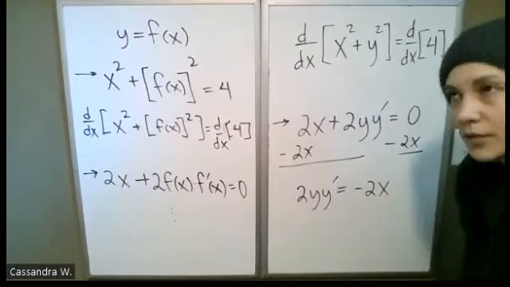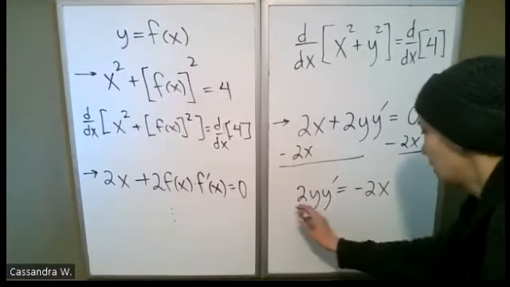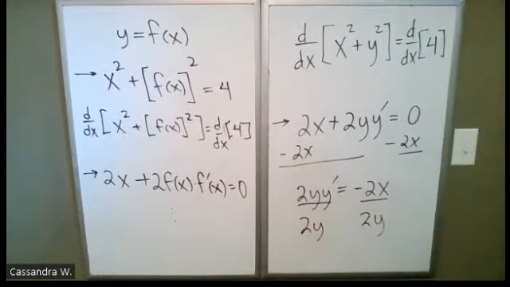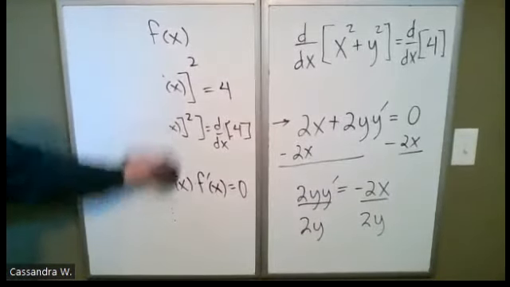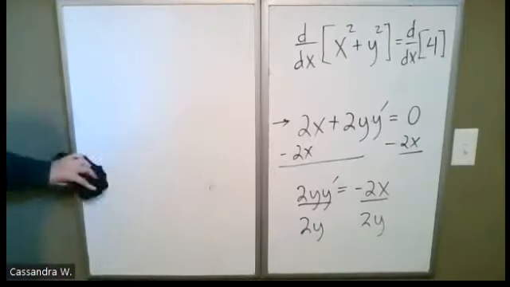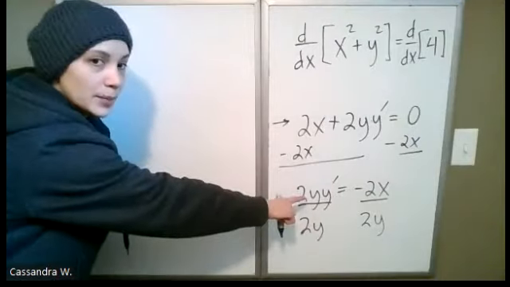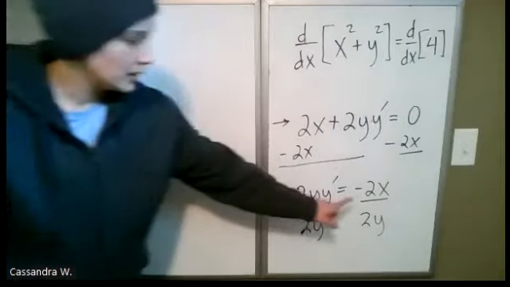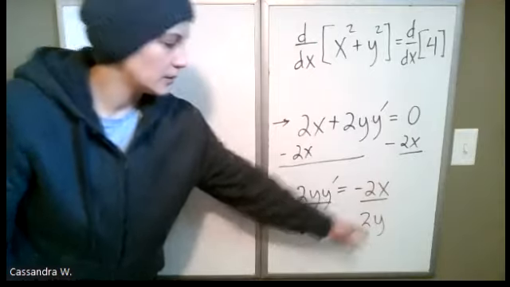Solving for y prime, you want to divide both sides by 2y. So that reduces, what's left is y prime. Over here, there's a negative, those twos reduce to 1, and there's an x over y.